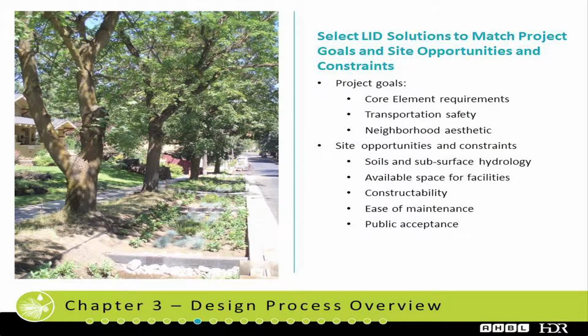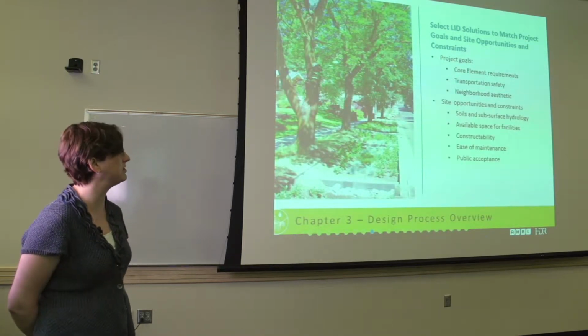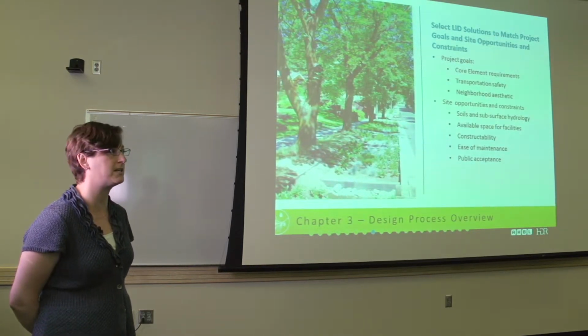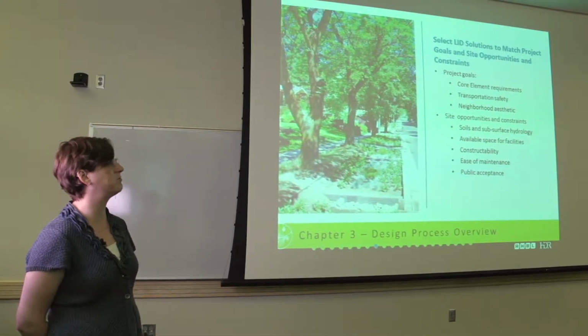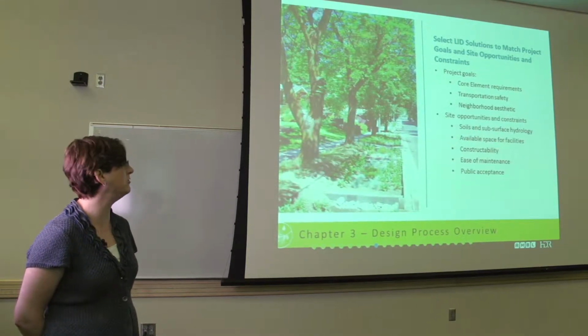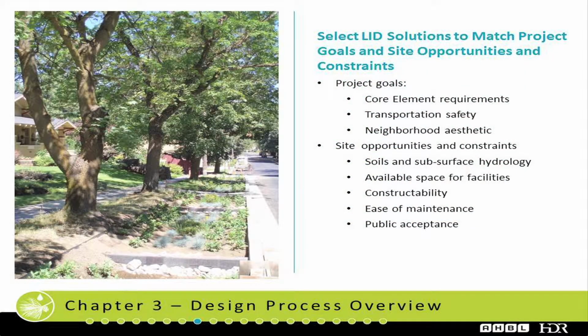Then the next step in the design process is to select the LID solutions that match your goals for the project and also respond to the opportunities and constraints of the project, which you would have found through that site mapping process that Len just ran us through. So again, example project goals, meeting core element requirements, improving transportation safety and neighborhood aesthetics. The site opportunities and constraints that you find through that site mapping process, you want to bring those together and select low impact development facilities that respond to both. And we're going to practice this in our exercise.